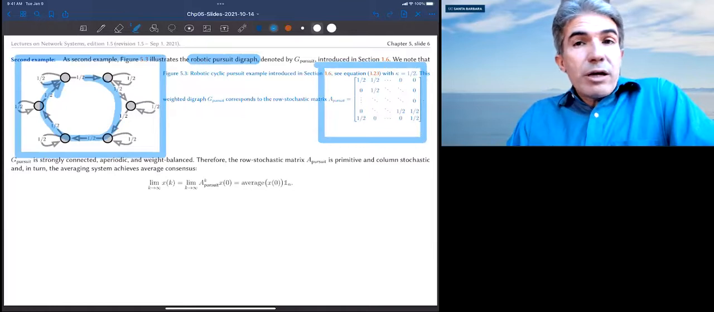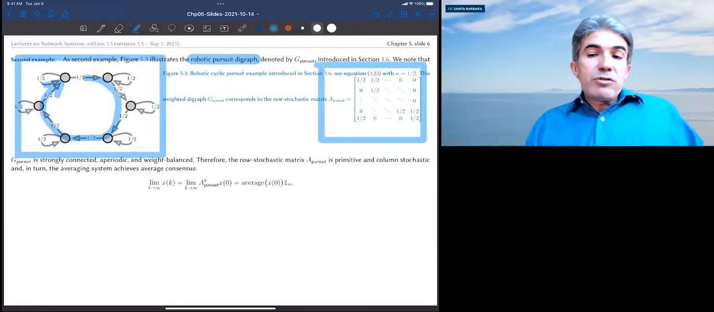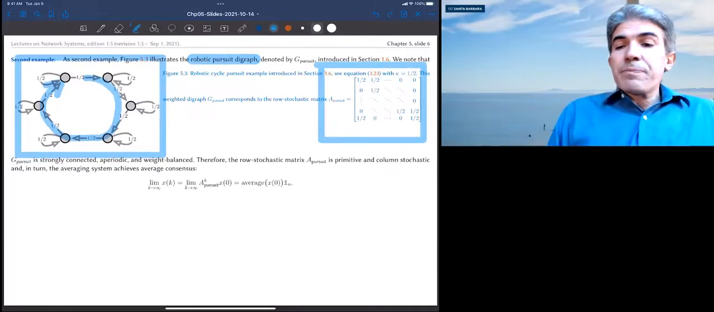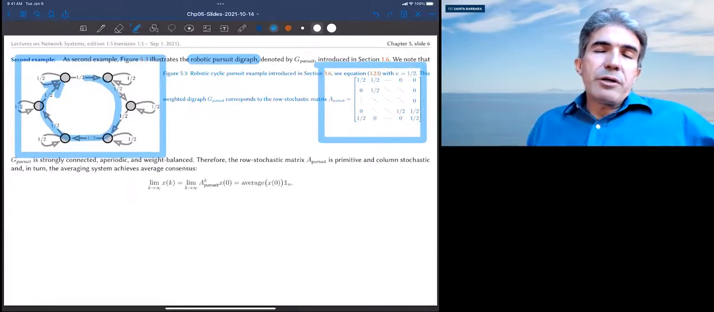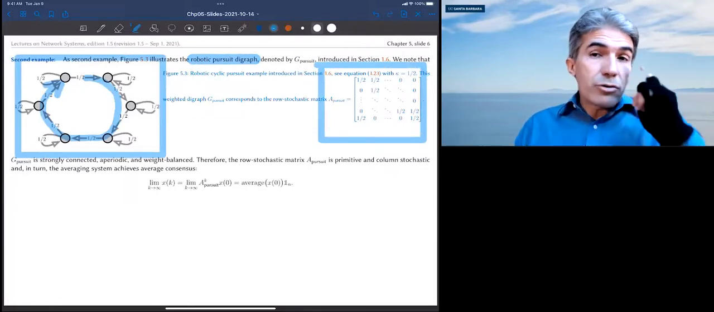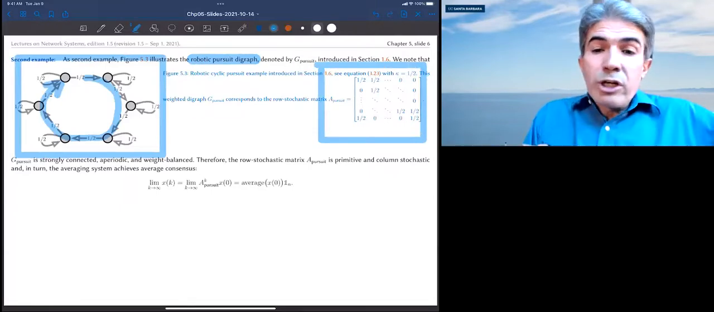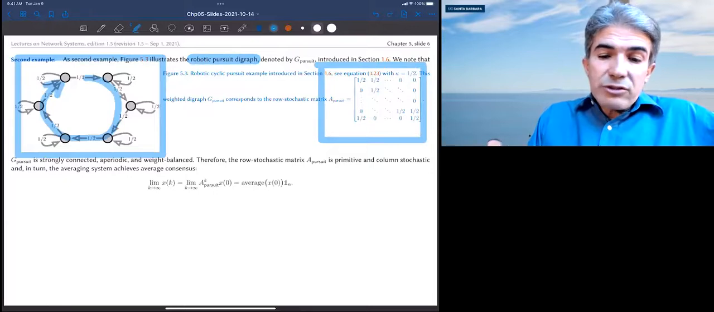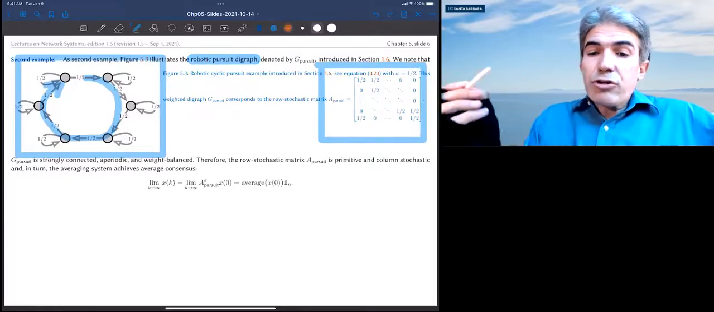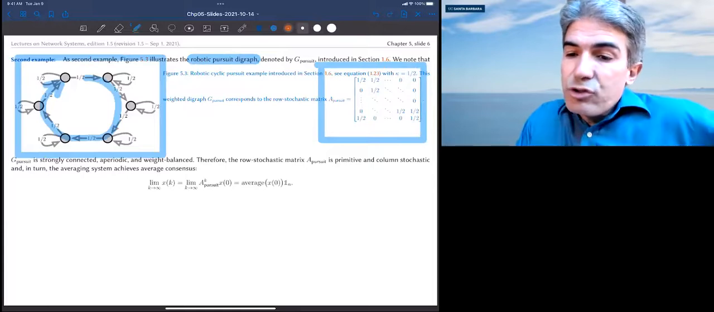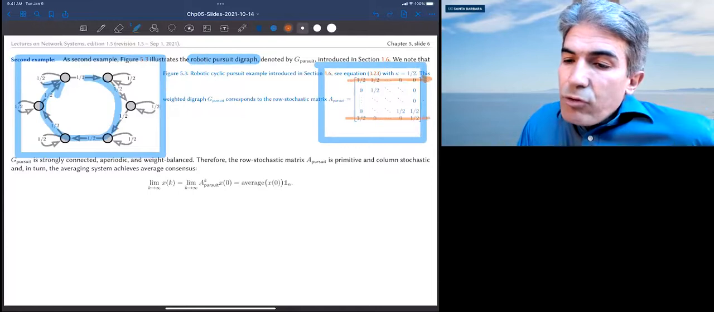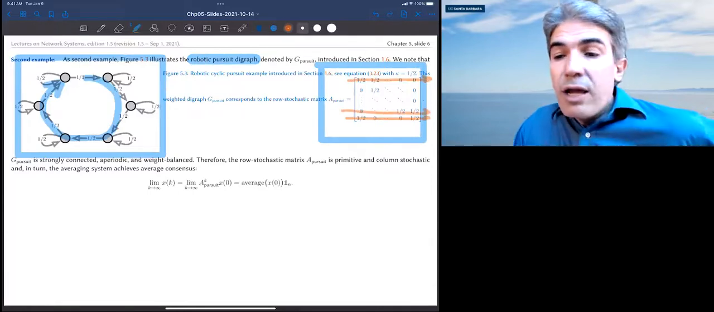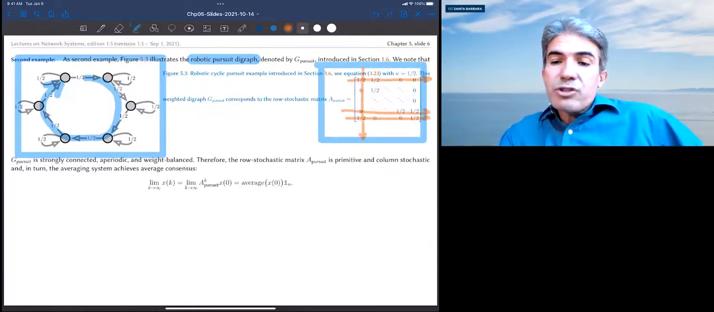But you don't even need to do that, because the theorem about primitivity tells you that if it's row stochastic and the graph is strongly connected and aperiodic, then the corresponding matrix has to be primitive. So now we know that we converge to consensus, but additionally, it turns out that this particular matrix, A pursue, if you look at it, you can sum rows, and every row sum is equal to 1, but it turns out that also the columns sum to 1.